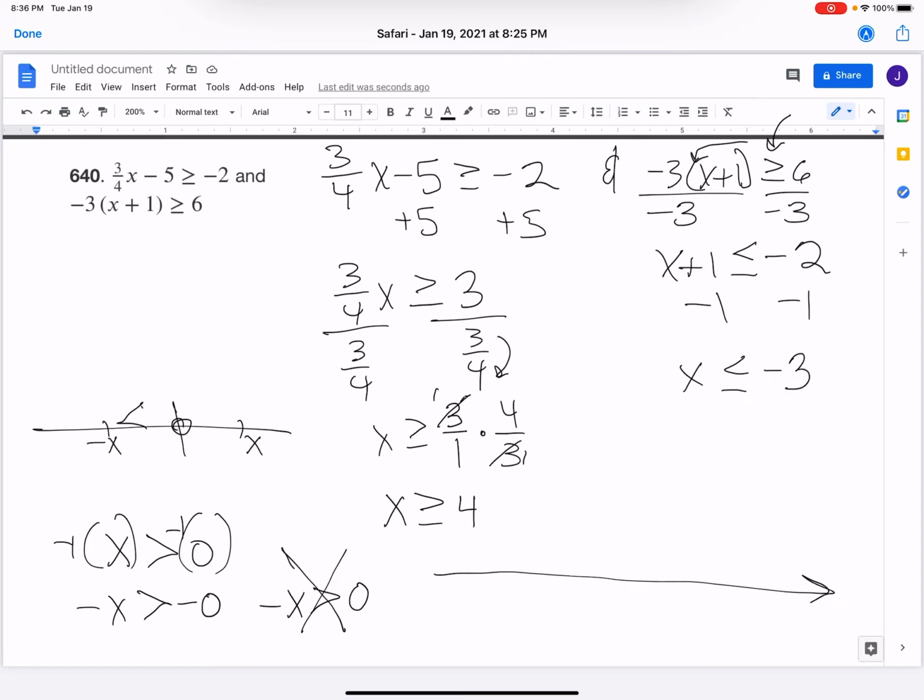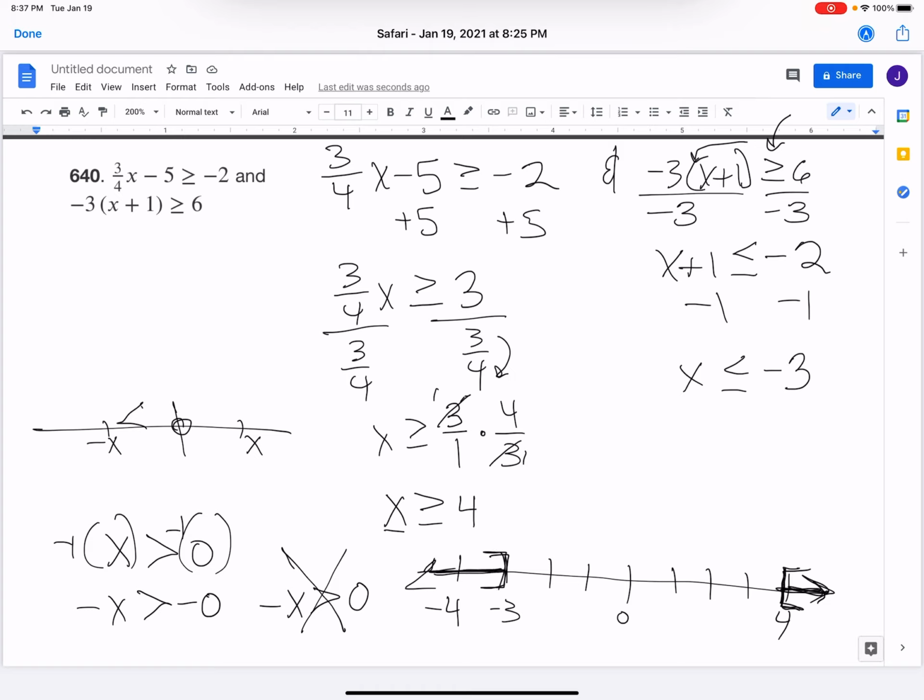So we'll go to our number line, and we've got a 4 and a -3. So let's do 1, 2, 3, 4, and 1, 2, 3. Let's just go ahead and make it 4. We need x values that are greater than or equal to 4. So that's going to be inclusive, going this way. And x values that are less than or equal to -3. So that's also inclusive, going this way.